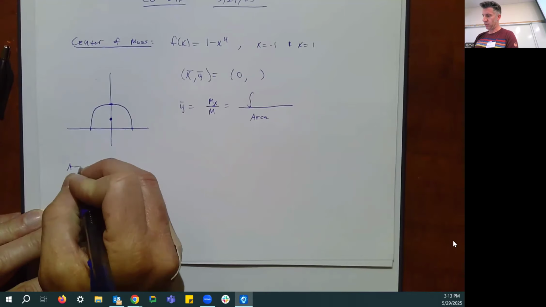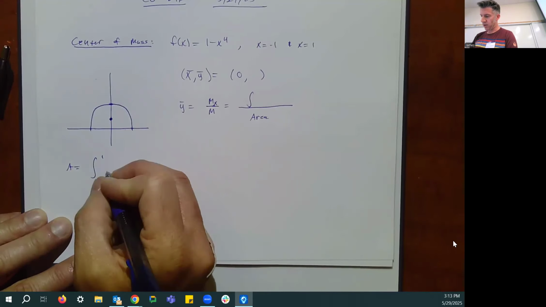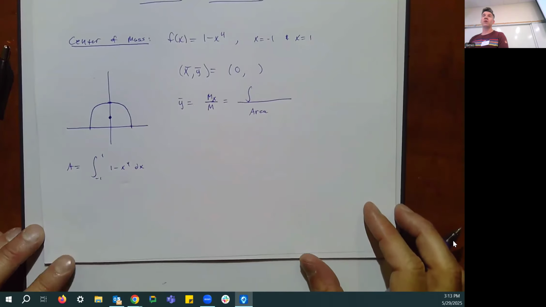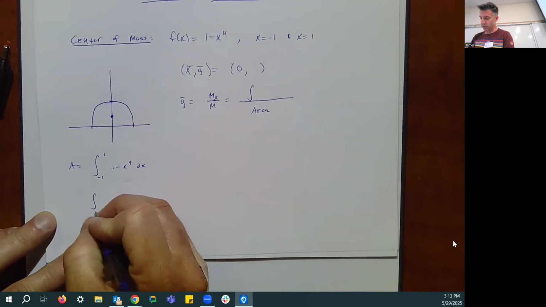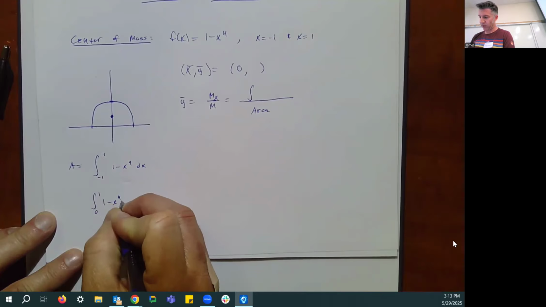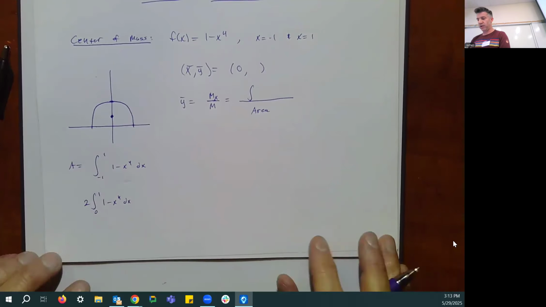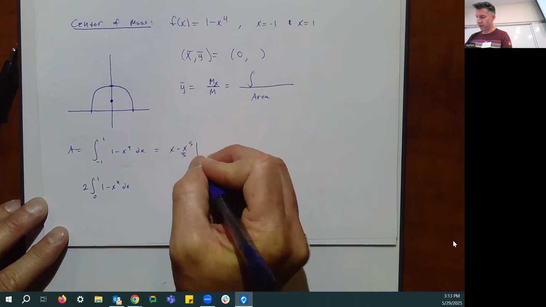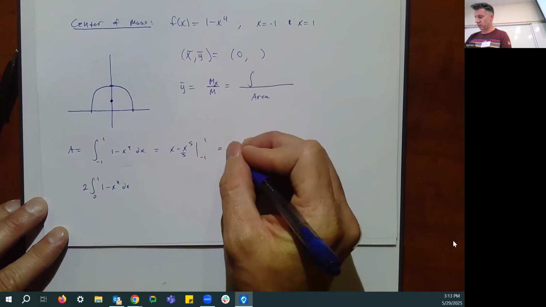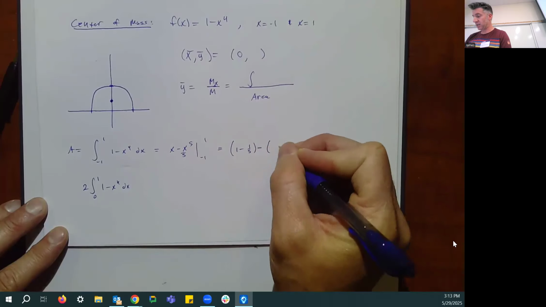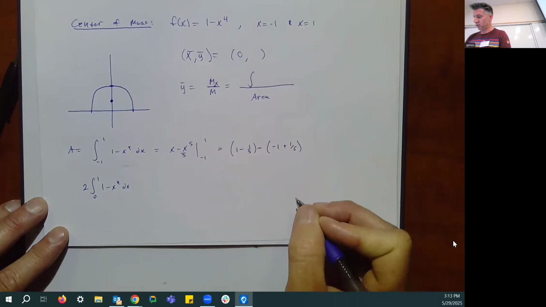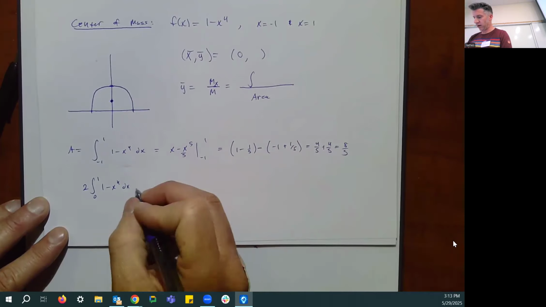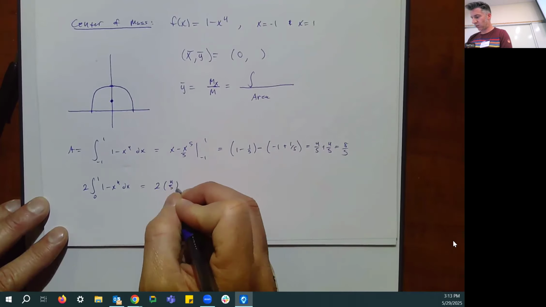So the area should be just the integral from -1 to 1 of 1 minus x to the fourth dx. If you wanted to, you could say it's the integral from 0 to 1 of 1 minus x to the fourth, and then double it. Either way is fine. Either way, we should get the same thing. Here we get x minus x to the fifth over 5 from -1 to 1, which is 1 minus 1/5 minus -1 plus 1/5, which is going to be 4/5 plus 4/5, which is 8/5. Or here it's 2 times 4/5, which is 8/5.